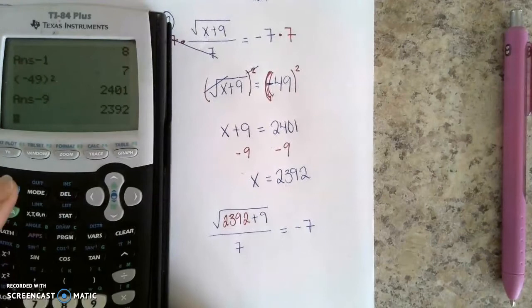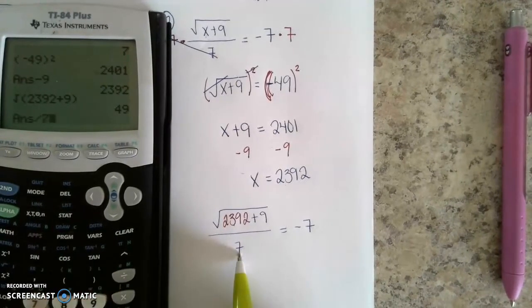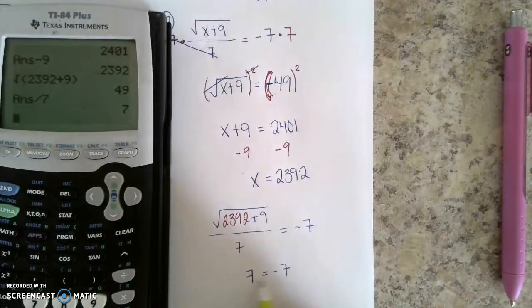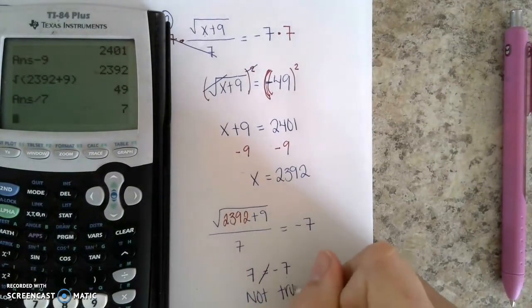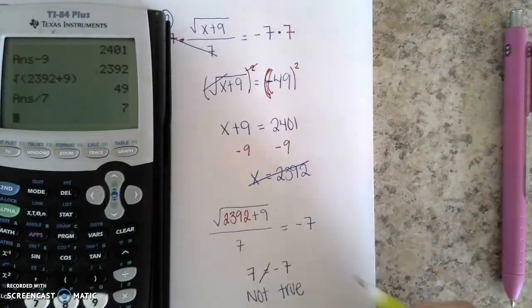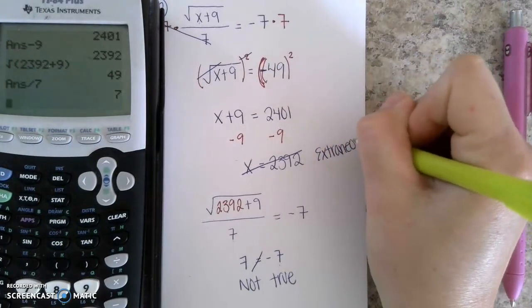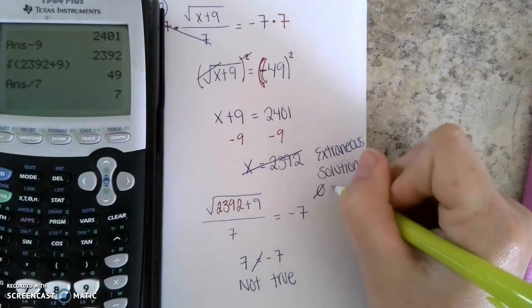So let's use our calculator. So square root of 2,392 plus 9. I'm going to press enter. And then when I divide that by 7, I get 7 on this side. Now let's take a look here. 7 does not equal negative 7. This is not true. So this cannot be a solution. We have actually here what's called an extraneous solution. Or you could also say no solution.